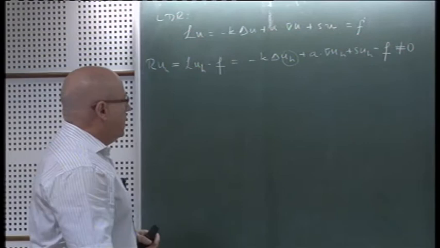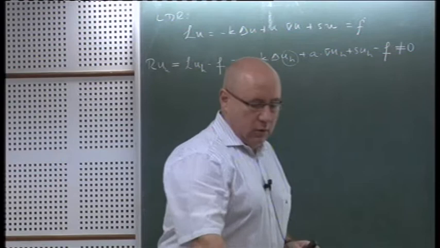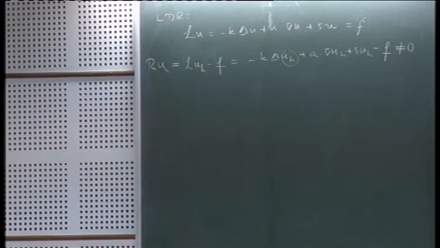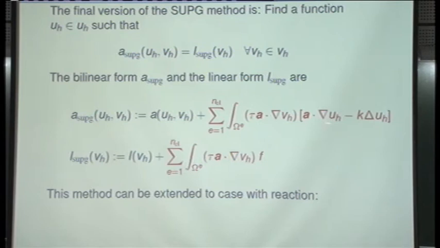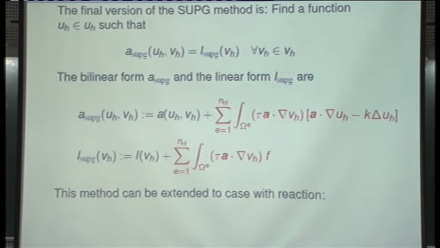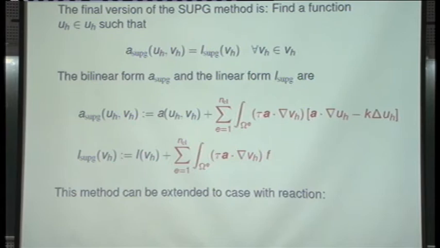That's what we call the residual. So essentially, the SUPG method consists in adding to the Galerkin terms, which are the terms in black here, the residual of the differential equation multiplied by the convective operator applied to the test function. So this is the convective operator applied to the test function, and multiplied by a scalar tau. Okay, that's what the SUPG method is.